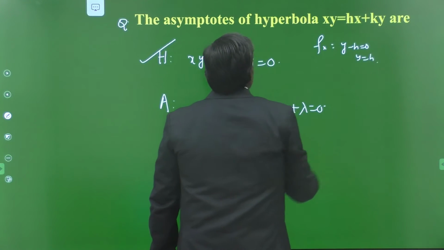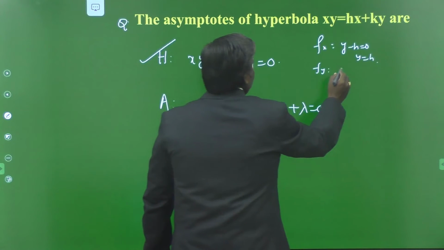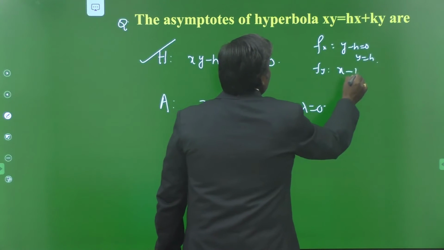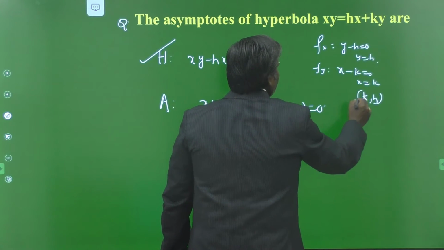Therefore, y is equal to h. Partial derivative with respect to y, you have x minus k is equal to 0. You have x equal to k. So, center is (k, h).